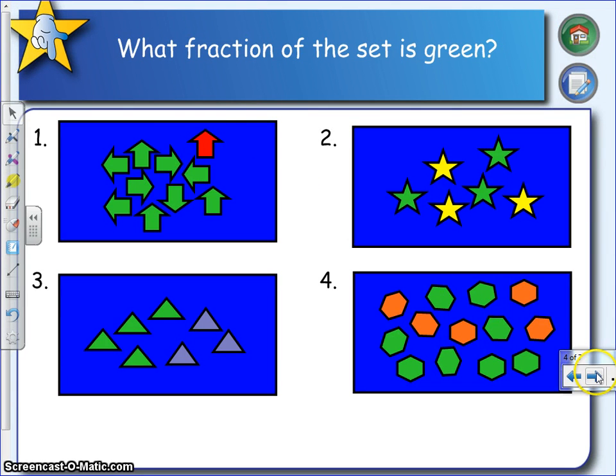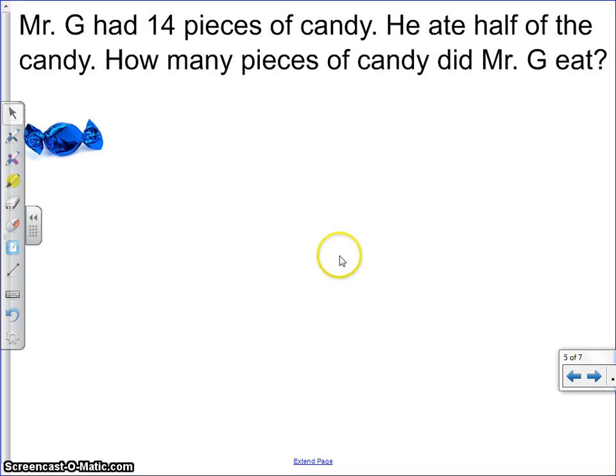But the harder part comes when we start talking about fractional parts of a set where nothing is different. They're all the same object, but there still is a fractional part of that set that we want to talk about. And I'm going to give you some examples in these word problems.